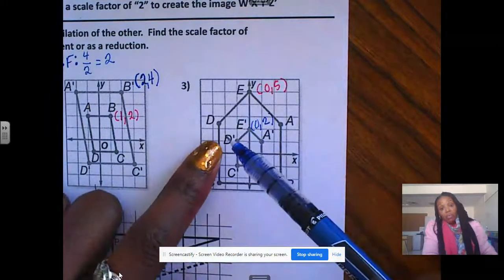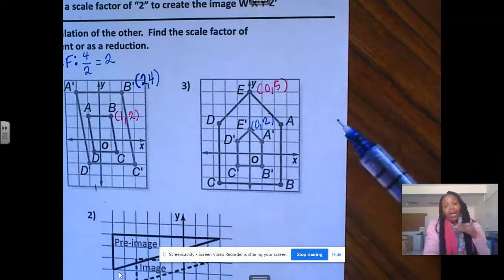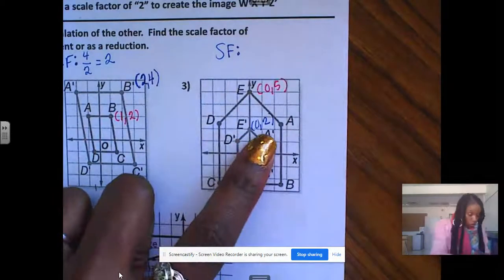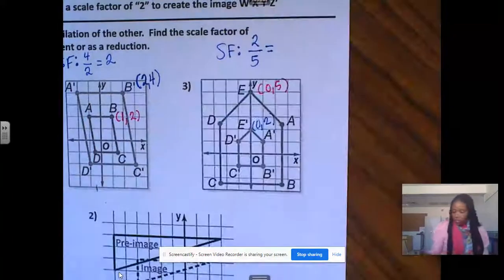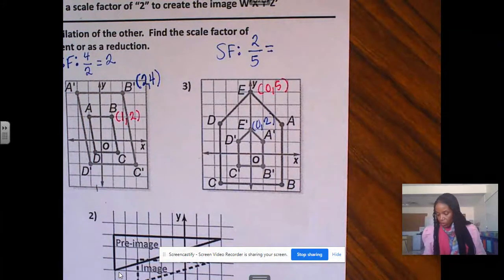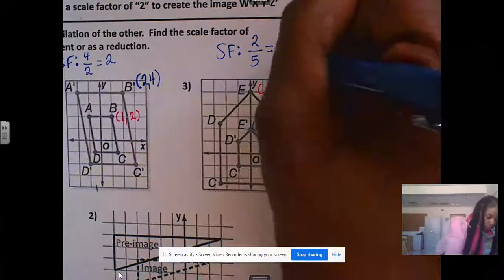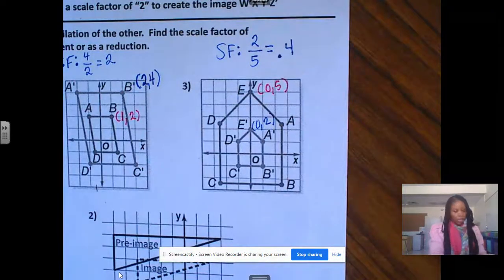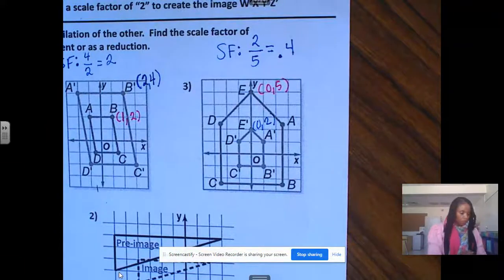So I'm going to do my prime and divide it by my original to find my scale factor. That's E prime, so I'm going to do 2 divided by 5. You can make this a decimal if you want to. That's going to give me 0.4. So my scale factor is 0.4. Of course, it's going to be a reduction. All right, there you go. That's all you're doing. Oh, again, you can just do the worksheets behind.